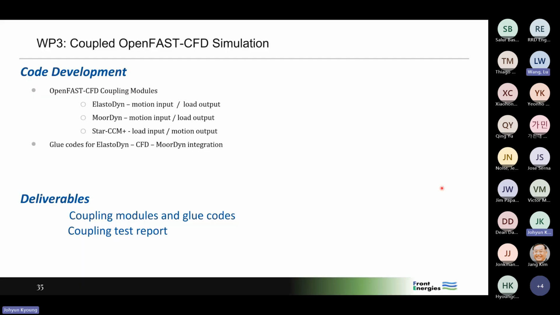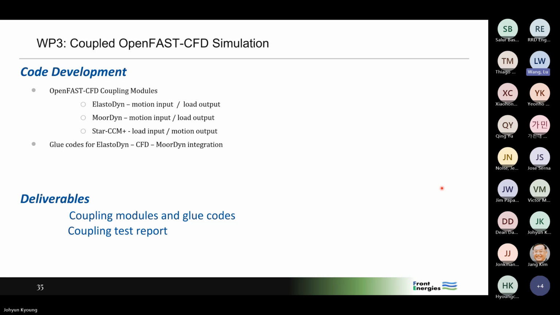Yeah. So work package 3 is really divided into two parts. The first part is on the necessary code development for coupling the various modules of OpenFAST to a CFD solver, as both Fraunhofer and NREL are using StarCCM+. The key couplings listed here are between the ElastoDyn and MoorDyn modules of OpenFAST with StarCCM+.